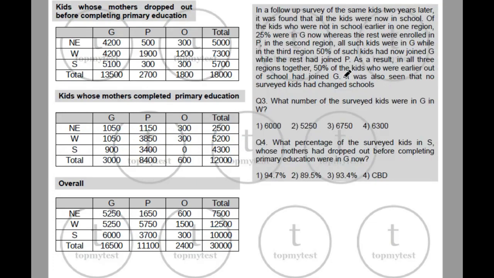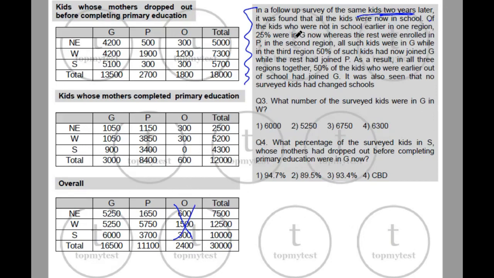Now, as was the case in most of the other one, you had additional information for two questions. So let's see what is the additional information. In a follow-up survey of the same kids 2 years later, all the kids were now in school. So these people are out. Okay, they actually went to some schools.